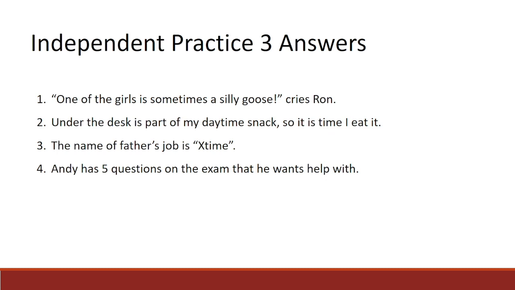Under the desk is part of my daytime snack, comma, so it is time I eat it, period. 3, period. The name of father's job is, open quote, X time, close quote, period. 4, period. Andy has 5 questions on the exam that he wants help with, period.